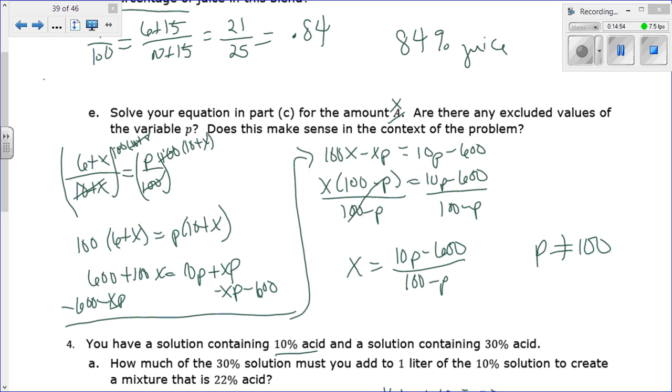And are there any excluded values of the variable P? Well, it can't be equal to 100, because that will give me a 0 in the denominator, which is undefined. Does this make sense in the context of the problem? Well, of course it makes sense, because we're never going to have 100% juice since we didn't start out with 100% juice to begin with.